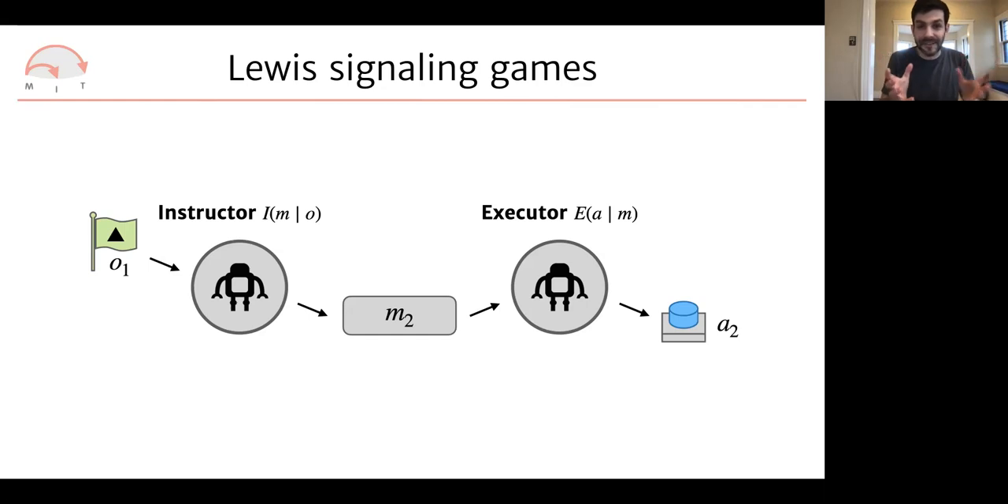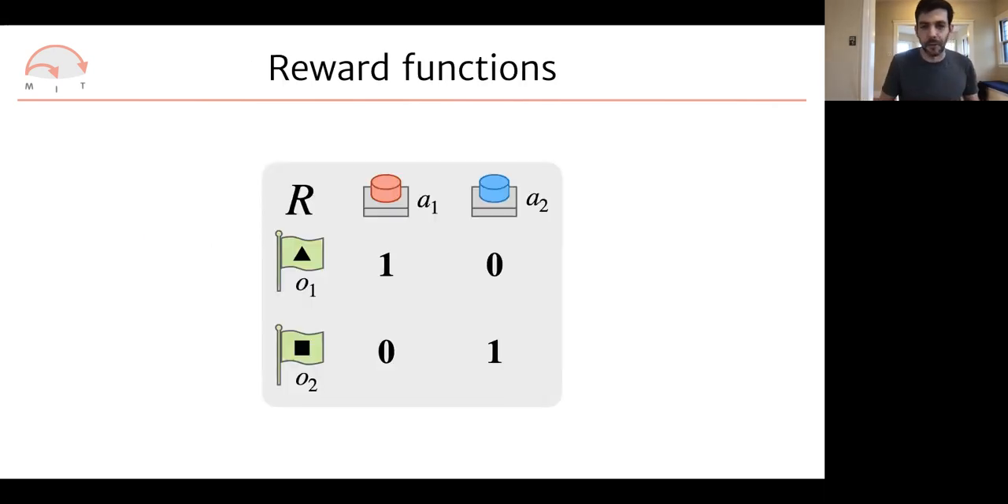And success in this game is determined by some combination of the observation and the action. In particular, we can define a reward function that tells us, for every observation-action pair that we might have observed, how good that combination was for both of these players. Here's one possible reward function in this game: when you see a triangle and you push the red button, you get a reward of 1. When you see the square and you push the blue button, you get a reward of 1, and other combinations obtain a reward of 0.